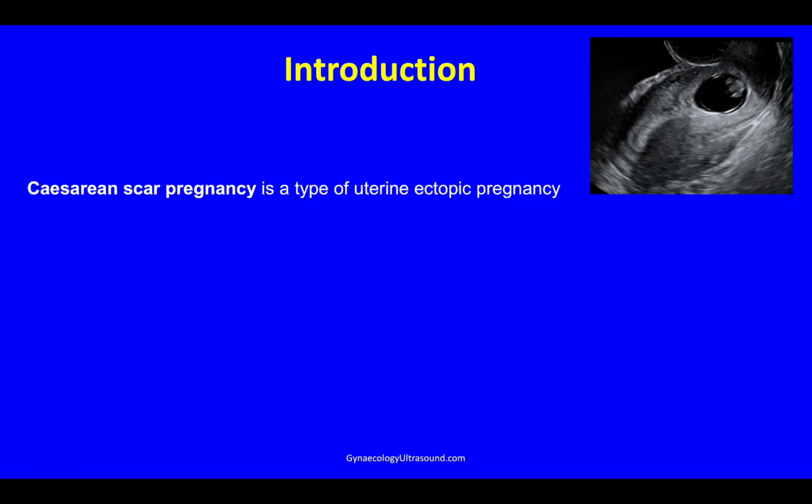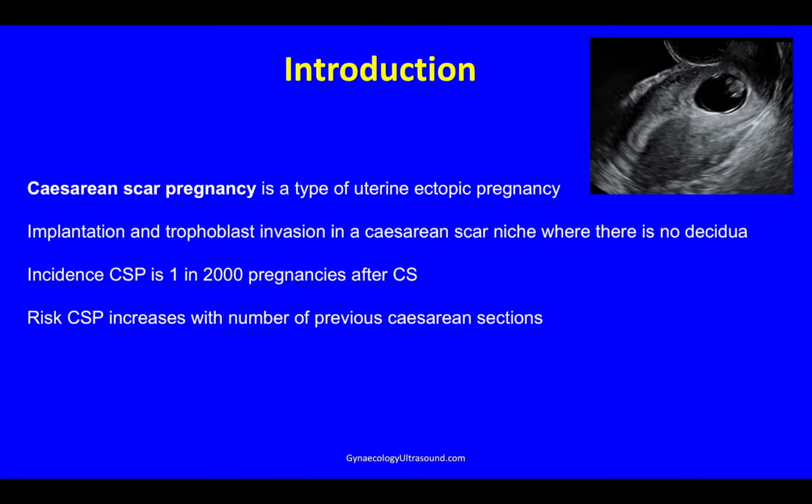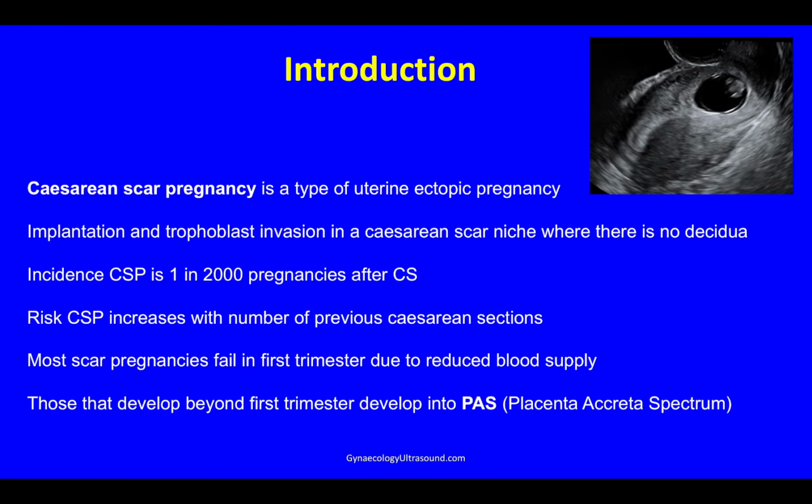A Caesarean scar pregnancy is a type of uterine ectopic pregnancy where the trophoblast has implanted into a Caesarean scar niche where there's no decidua. The incidence is around 1 in 2,000 pregnancies, and the risk increases with the number of previous sections. Most of these scar pregnancies will fail in the first trimester, but those that continue will develop into placenta accreta spectrum.